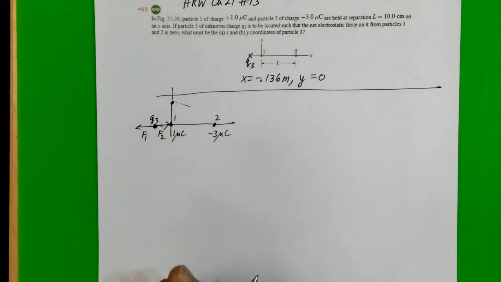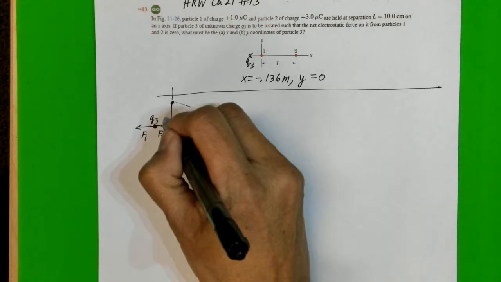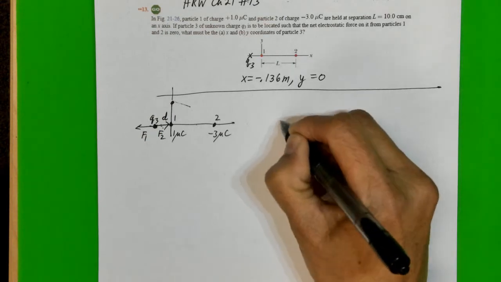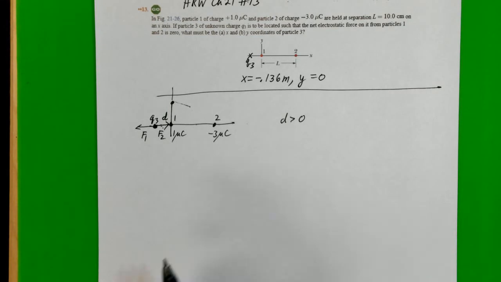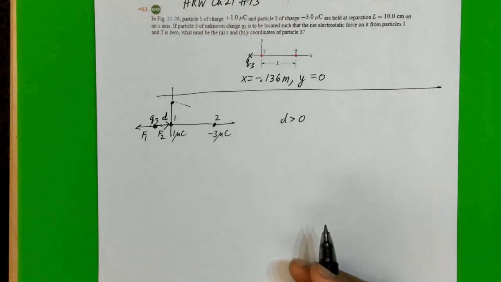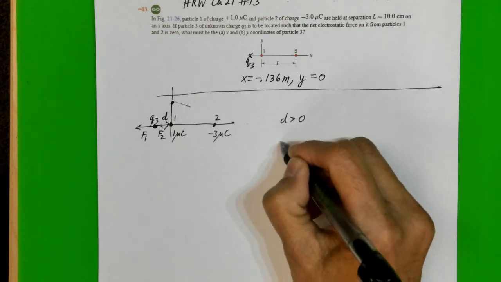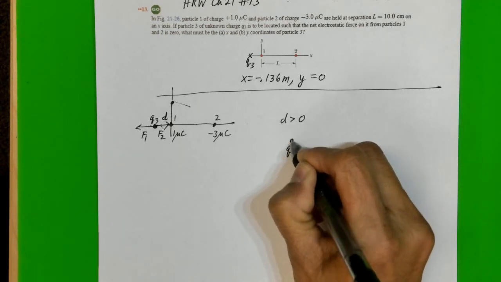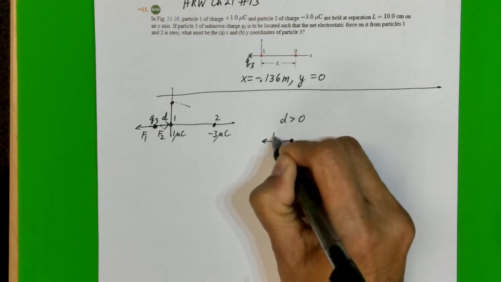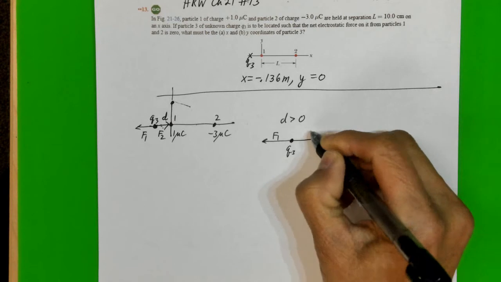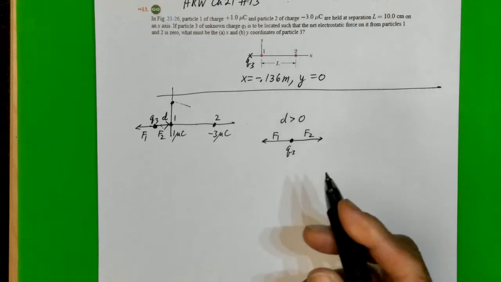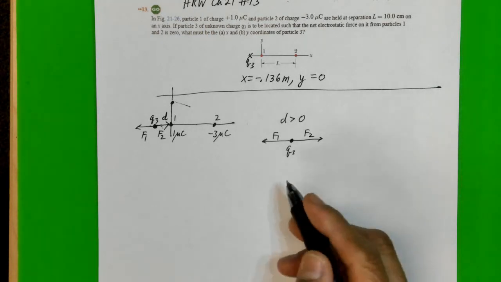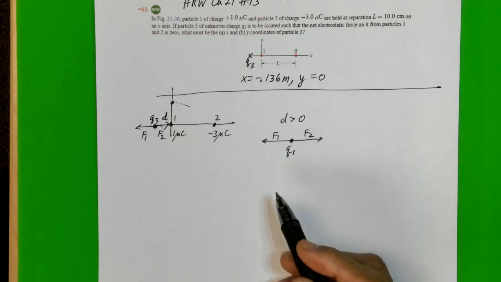Now what you should do is just put some convenient numbers in. So for example, I want to find the distance between Q3 and the origin. So there's my D. Just define a letter, and D is implicitly greater than 0. It's a distance away from the origin. And then draw your free body diagram. So here's your Q3. It's got a force to the left from number 1, and then you're looking for a force to the right from number 2 that's equal in magnitude. And you can start off with Q3 greater than 0.